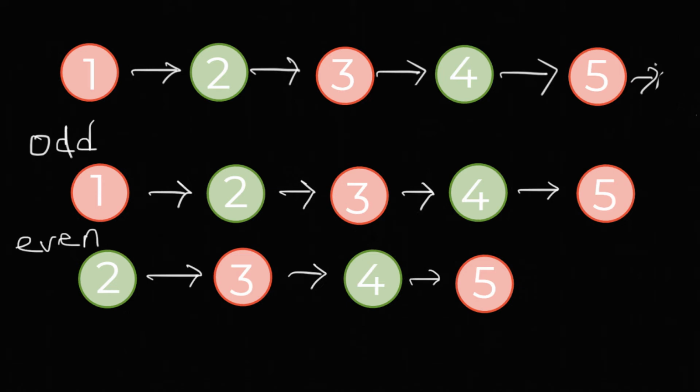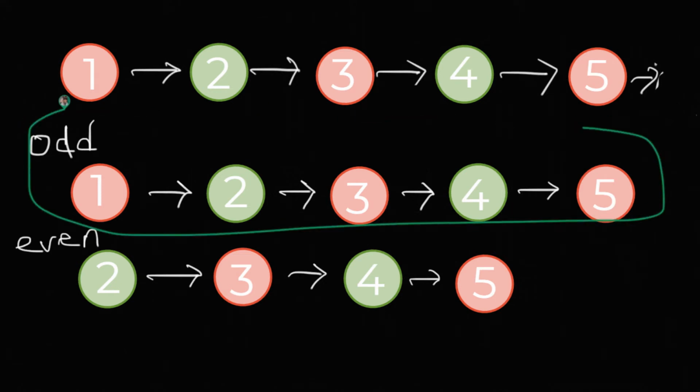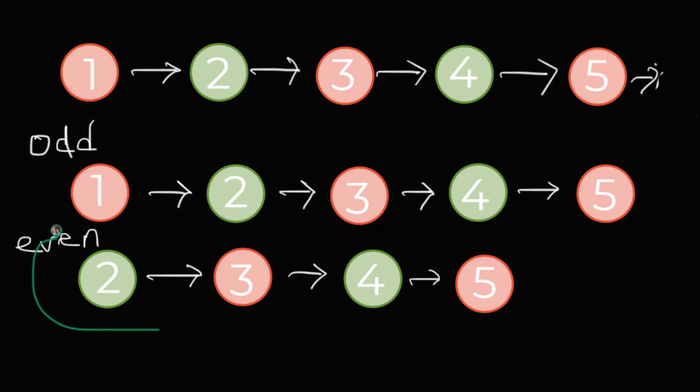So let's go through an example to see how the solution works. We're going to initialize 2 lists. Let's call them odd and even. This is odd, and this is even. Right off the bat, we know that the first node is odd and the second node is even. So the head of the odd list would be the first node, as you can see, and the head of the even list would be the second node. So even list starts with the first even index, and the odd list starts with the first odd index.